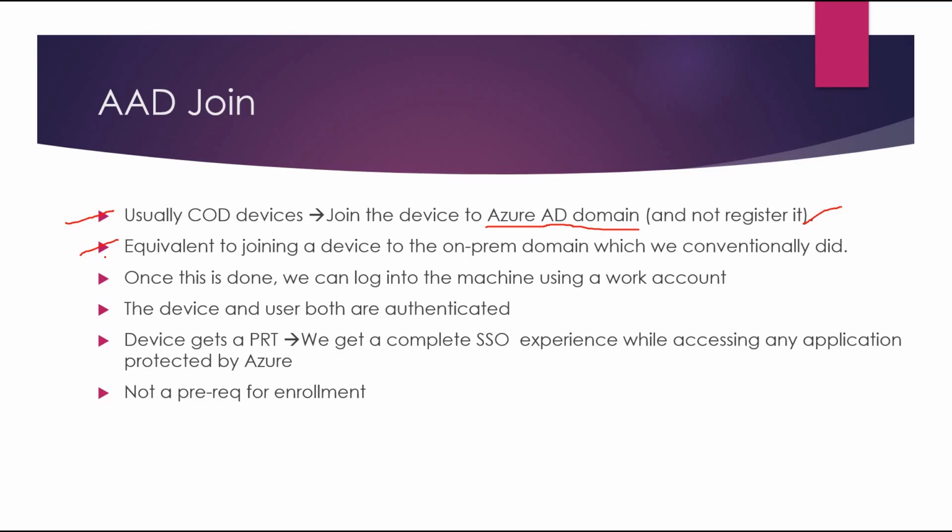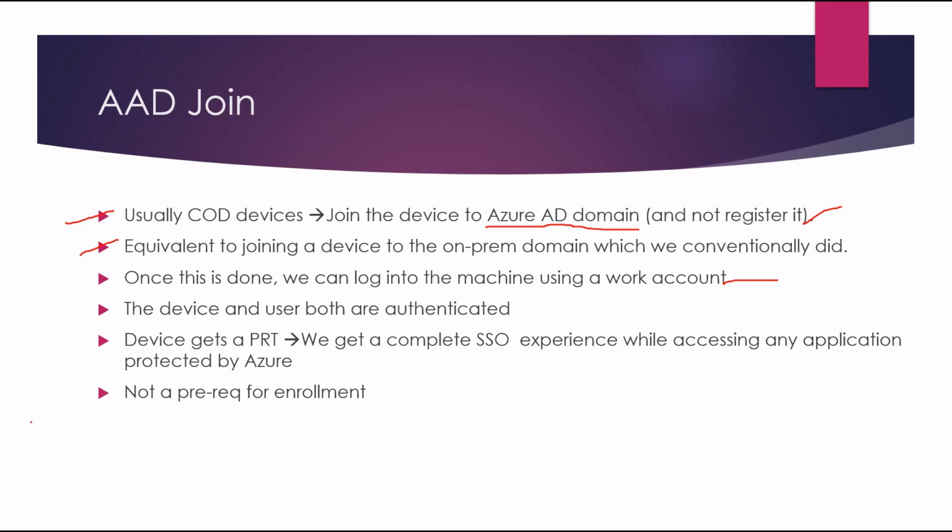Similarly, once a device is Azure AD joined, I can log into it using the local credential, or I can also log into it using my work or school account. So this work or school account is an account which is present in Azure, either created in Azure or synced from on-prem to Azure, and it can be assigned a license. Okay. So what I'm trying to get at is, once a device is Azure AD joined, we can log into it using our work or school account or using our corporate credential.